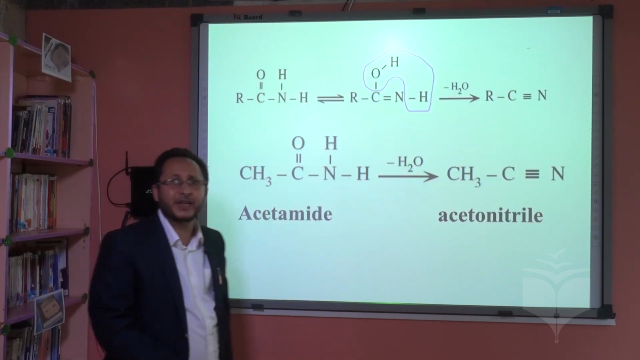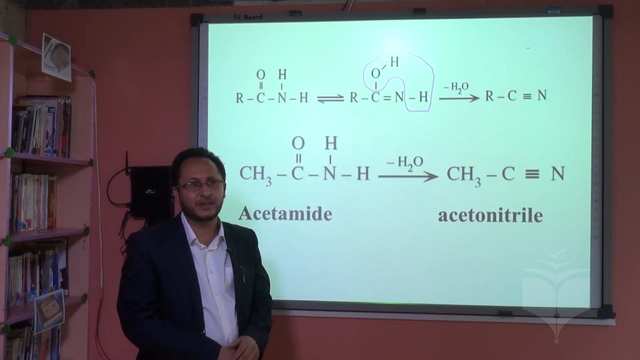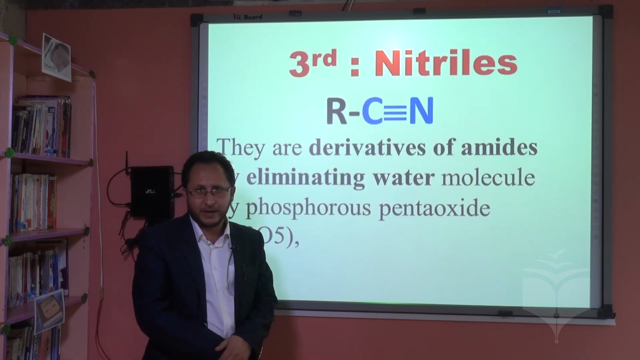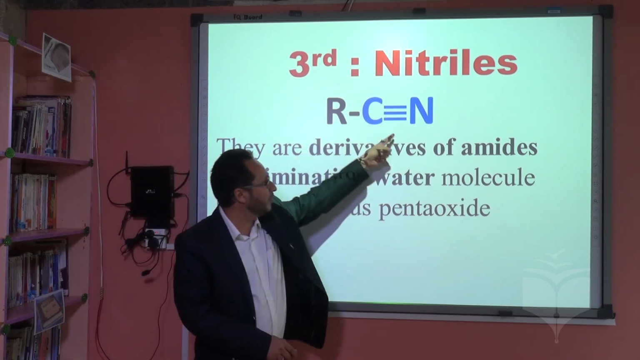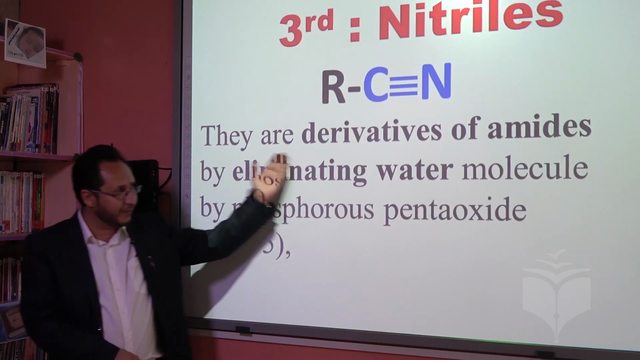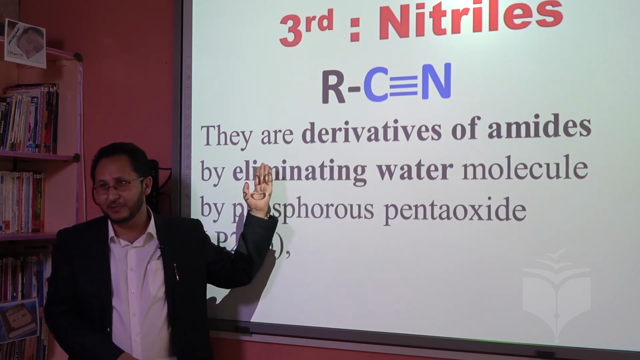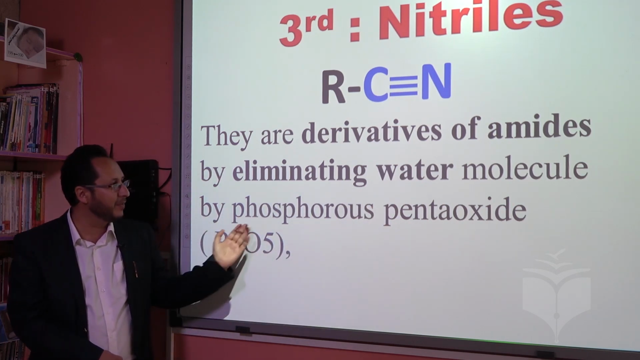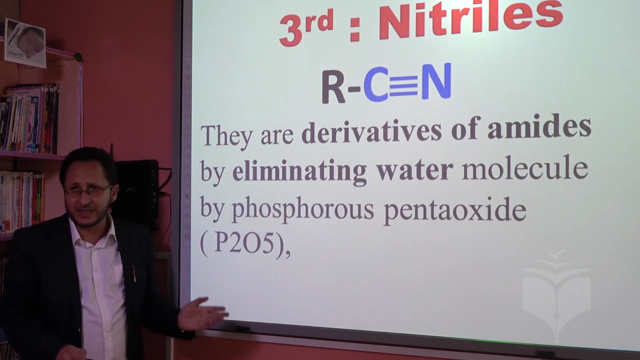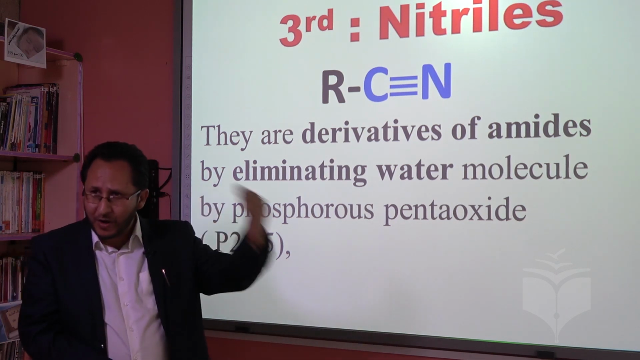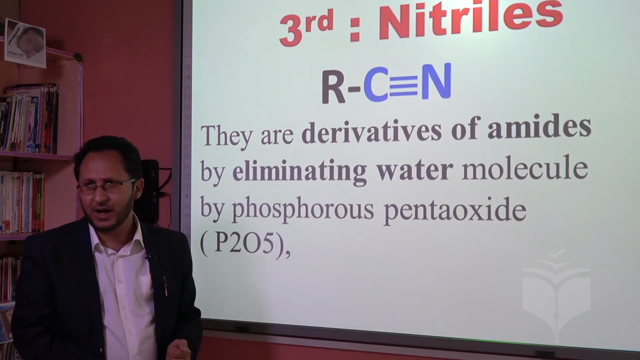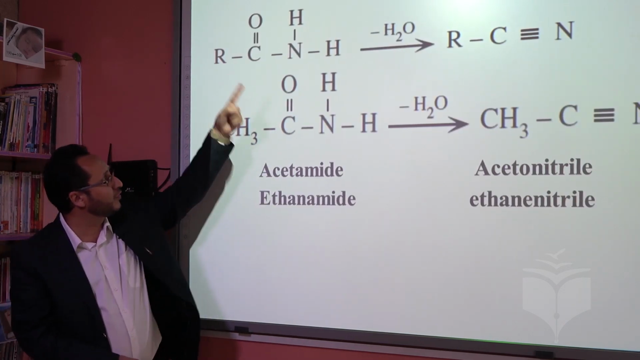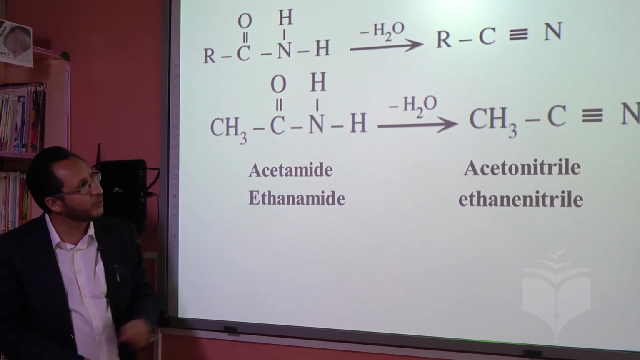So this is about the reactions of amides. The last topic was about the nitriles. Nitriles are C triple bond N. They are derivatives of amides, as I explained before, by eliminating or removing a water molecule by phosphorus pentoxide. So it is the same, it is the reaction of amide and the preparation of nitrile. The same reaction, RC double bond O NH2, remove 2 hydrogen atoms and an oxygen atom, you will get the nitrile.